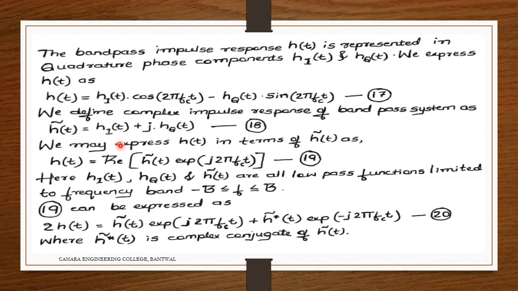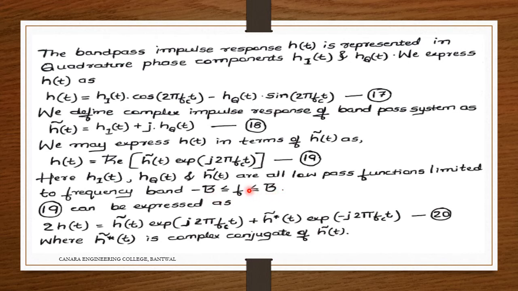Now we may express h of t in terms of h cap of t as h of t is equal to the real part of h cap of t into exponential of j 2 pi fct. We consider this as equation 19. Here h I of t, h Q of t and h cap of t are all low pass functions limited to the frequency range minus B less than or equal to f less than or equal to B.